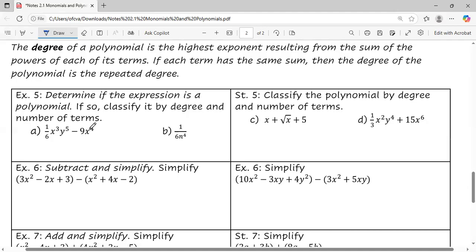9x to the 4th is also a monomial. So it looks like we have 2 terms, so keep that in mind. Then the degree for this one would be the addition of 3 and 5 over the 2 degrees that you have. 3 and 5 is 8. This one is only 4. You would always pick the highest degree.